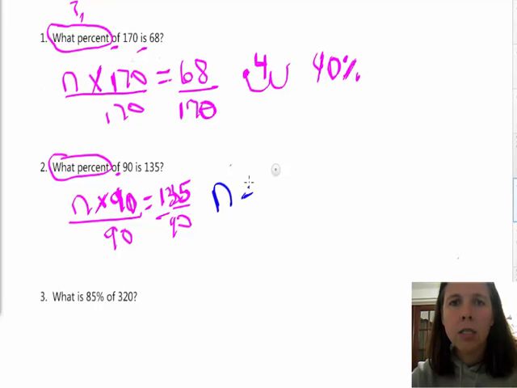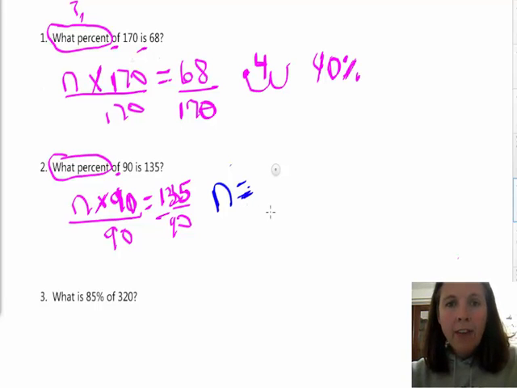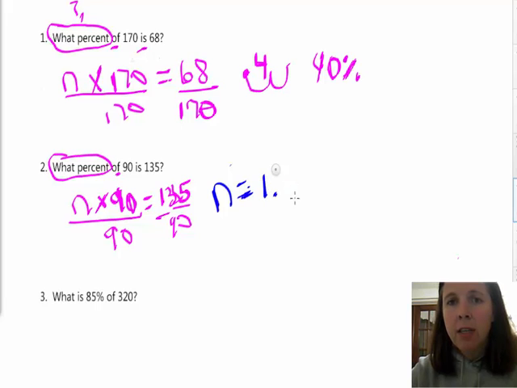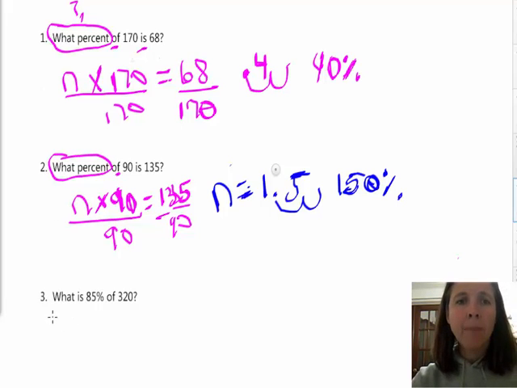N equals, I will not use this again. N equals 135 divided by 90, which is actually 1.5. But you still have to move your decimal over two places. So it's going to be 150%. Which is fine. You can do that. It's okay if it's over 100. We're going to do a few that are kind of weird like that.